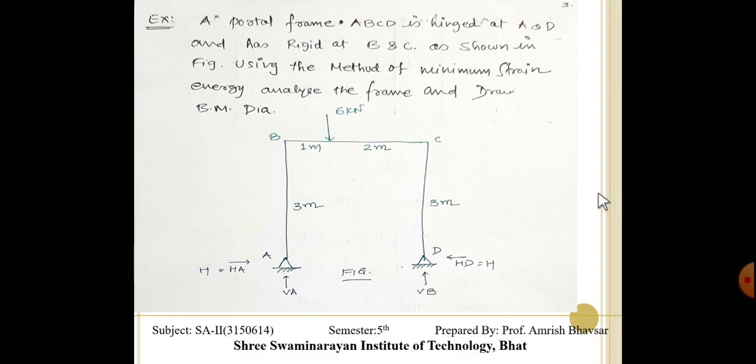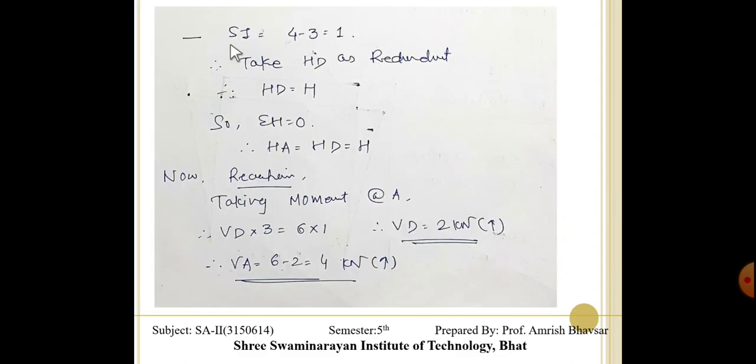Clear? Now SI is equal to 4 minus 3, which is equal to 1. Take HD as a redundant, that's why HD is equal to H. Now we know that sigma H is equal to 0, that's why HA is equal to HD, and that is H.